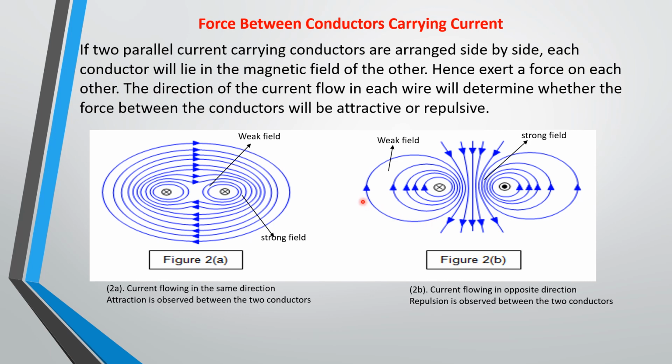All right, so when the currents are flowing in the same direction, the force will be attractive. When they are flowing in the opposite direction, the force will be repulsive. I hope that is clear and understood.